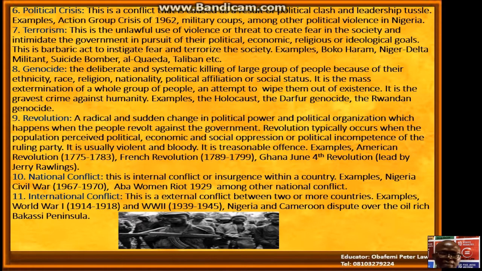So it is a mass extermination of a whole group of people, or an attempt to wipe them out of existence. It is the gravest crime against humanity. For example, the Holocaust that happened in Germany, where the Jews were attempted to be wiped out under Adolf Hitler because they are Jews and they are not Aryan.